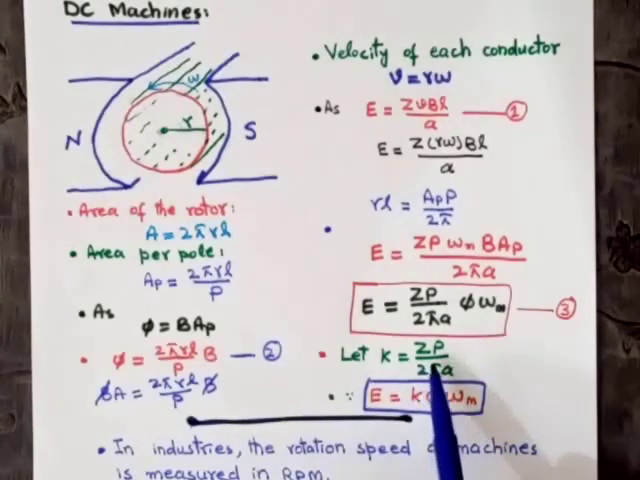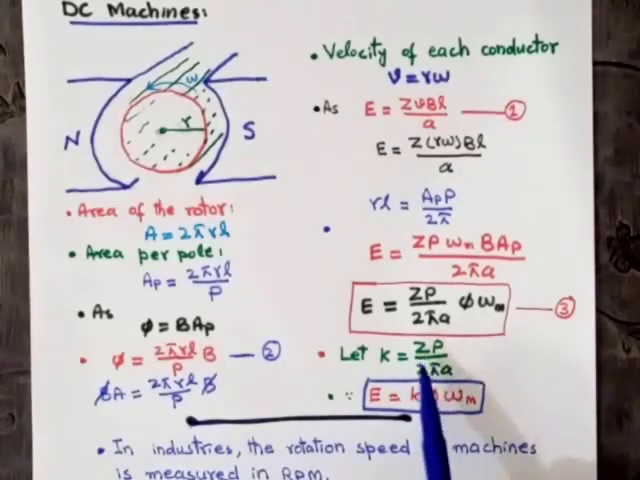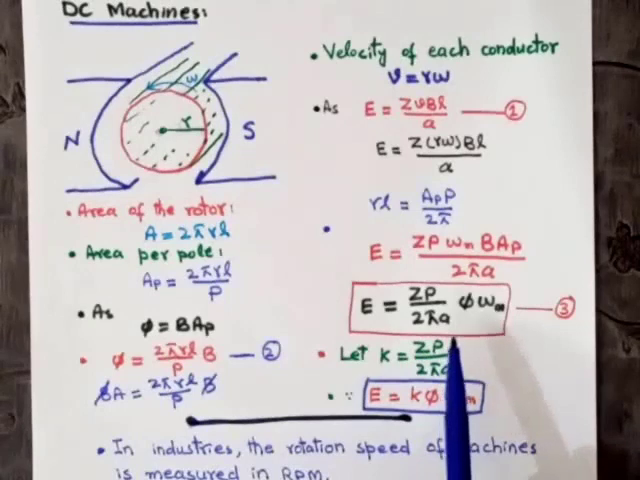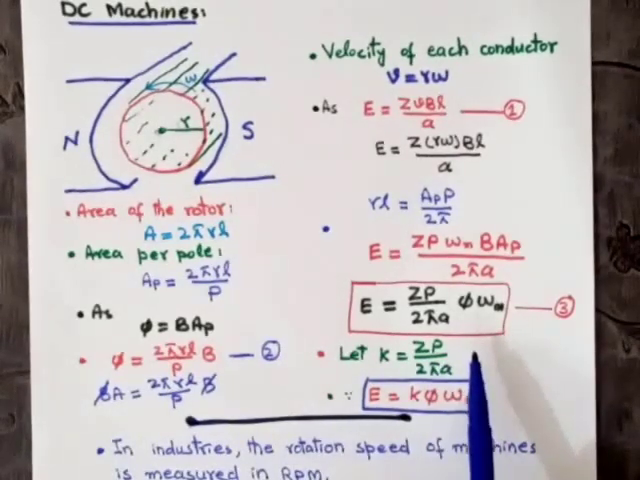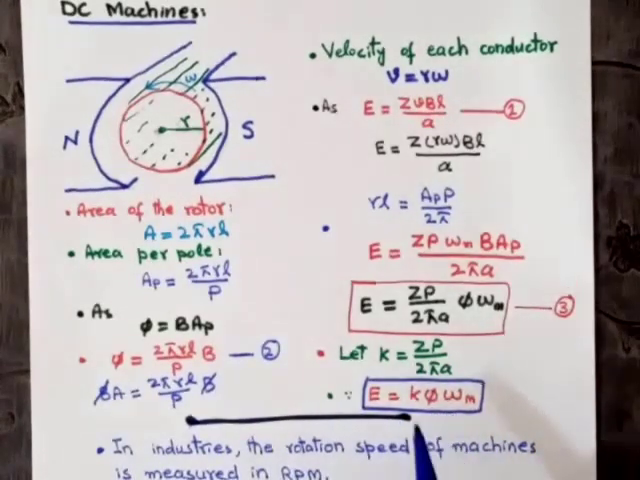We can change the constant factor by changing the number of conductors, the number of parallel paths, or the number of poles. We can change these parameters at the construction of the DC machines. This is the final equation of the internal generated voltage in case of a real machine.